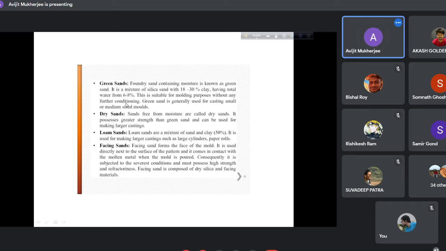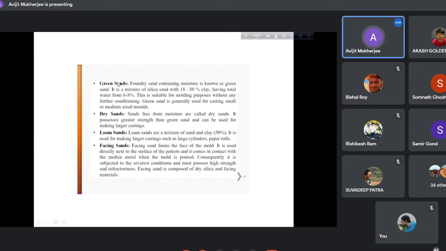But when that same green sand mold is prepared, listen carefully, and then baked in an oven, the moisture portion is evaporated, leaving behind a dry sand mass. Not a dry powdery sand, but a dry mass, dry mold material. So that is the concept of dry sand molding or dry sand mold. But you can't prepare a mold cavity using dry powdery sand, that you should remember.